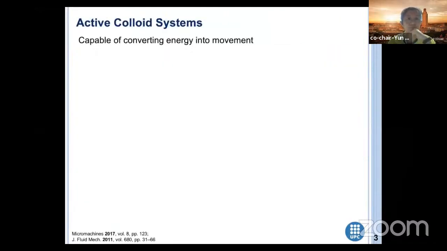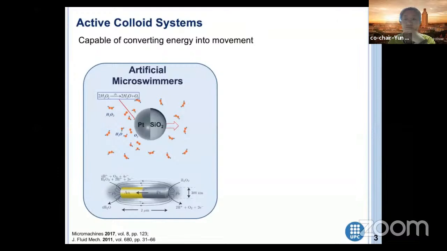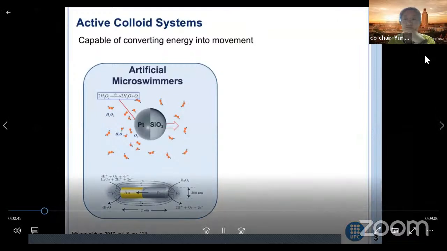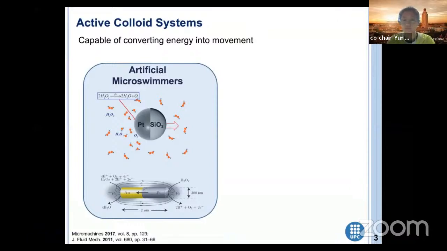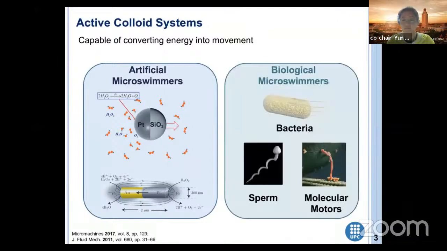Active systems, and specifically active colloid systems, are the ones capable of converting energy from the near environment into movement. These active systems are classified into, firstly, the artificial microswimmers, with a main example of Janus particles. Janus particles have an asymmetry due to different chemical composition or physical properties. That leads to a gradient towards a specific stimulus, like the decomposition of hydrogen peroxide, and then moving because of this gradient. On the other hand, we have the biological microswimmers, like bacteria, sperm cells, and molecular motors. These have the ability to swim through different chemical or metabolic reactions, or even physical interactions. I will focus on this type of biological systems as movement actuators in this presentation.